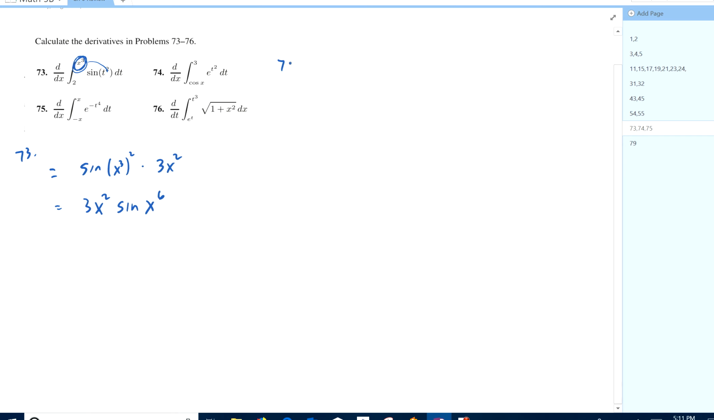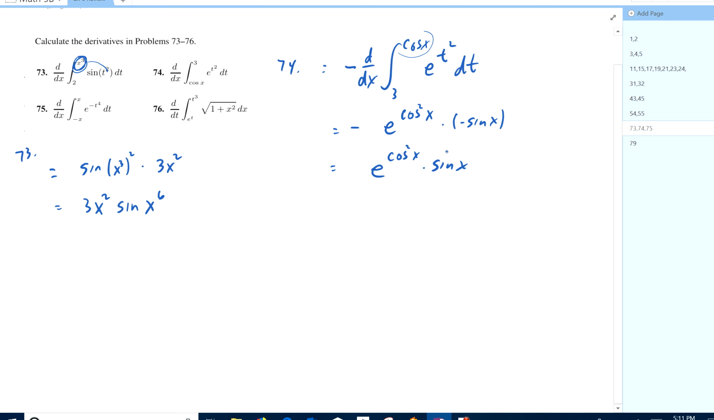Okay, 74. I need to rewrite this as the negative derivative of 3 to cosine of x, because I switched the limits, so it makes the integral negative, e to the t squared dt. So that becomes negative e to the cosine squared of x, times the chain rule, the derivative of the cosine, times negative sine of x. So it becomes positive, let's write that as e to the cosine squared of x times sine of x.